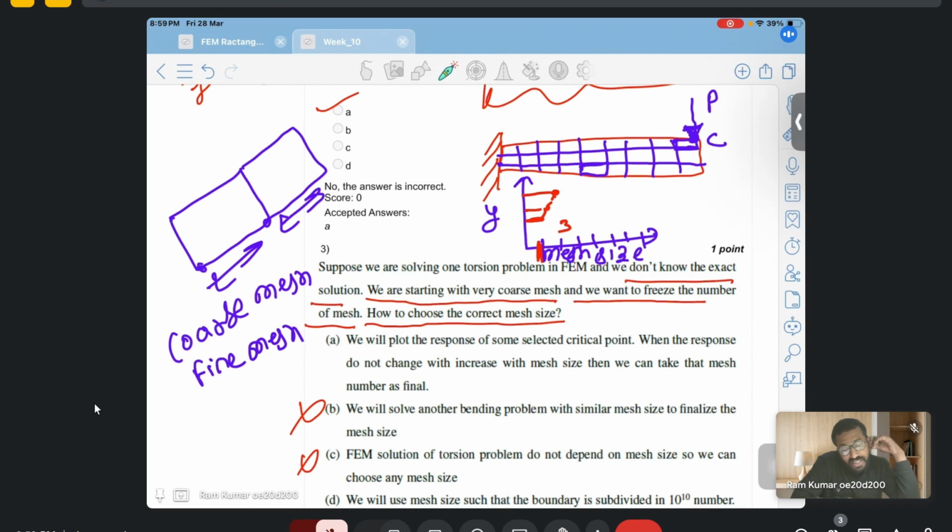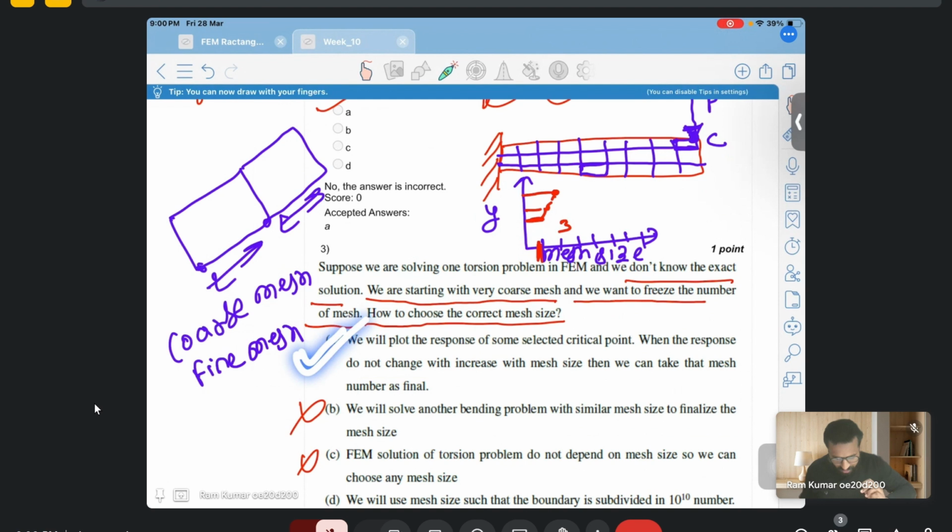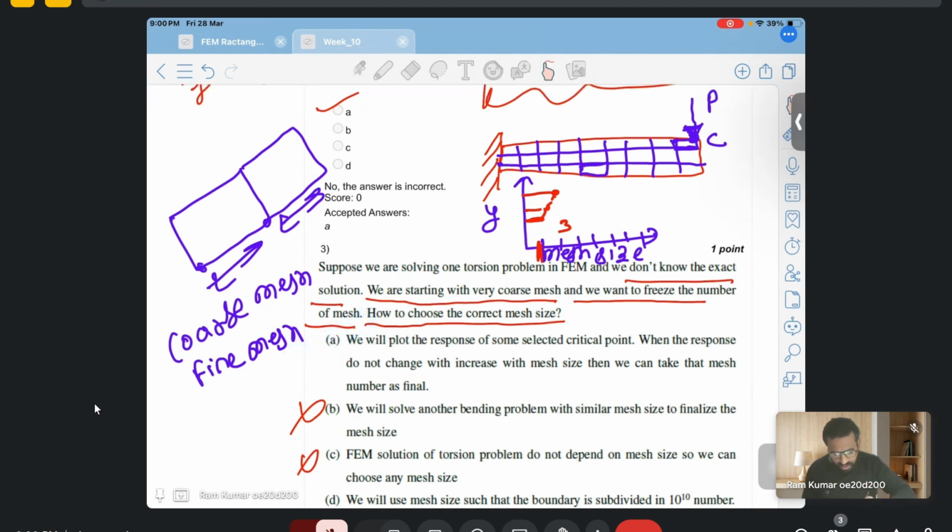Normally, in any FEA problem or finite element method, the main concern is which size we should select. We don't know how to select the size. So, for example, even for a simple beam, we do a convergence study for the mesh. So our option A will be correct.